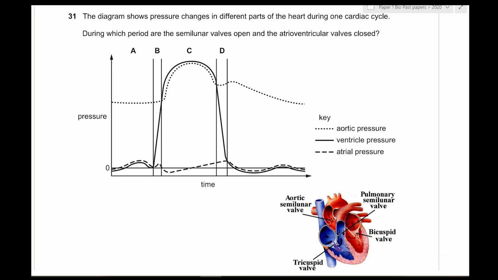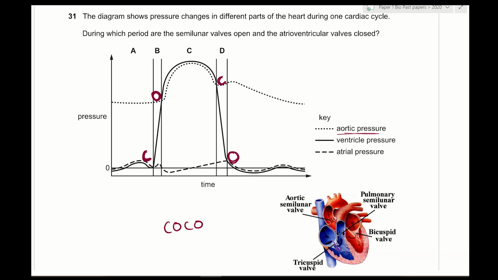Question number 31. The diagram shows pressure changes in different parts of the heart during one cardiac cycle. During which period are the semilunar valves open and the atrioventricular valves closed? So an easy way to interpret this type of graph, which you would normally get in any past paper, is through a mnemonic called COCO. So close, open, close, open. This must be memorized.